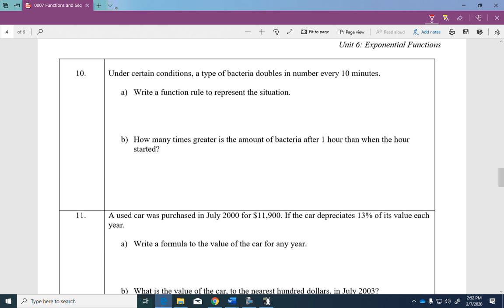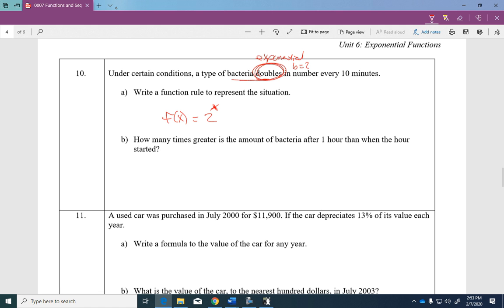Number 10, under certain conditions, a type of bacteria doubles. Oh, doubles, exponential. The base is 2, and it doubles every 10 minutes. Write a function rule to represent the situation. So, I don't know, f of x, I'll call it. It doubles every 10 minutes. I guess my x is representing the number of 10 minutes, and my base of 2 is representing something doubling. They didn't tell me my initial amount. When I read it like this, it's kind of like I'm assuming that there's 1 bacteria to begin with.